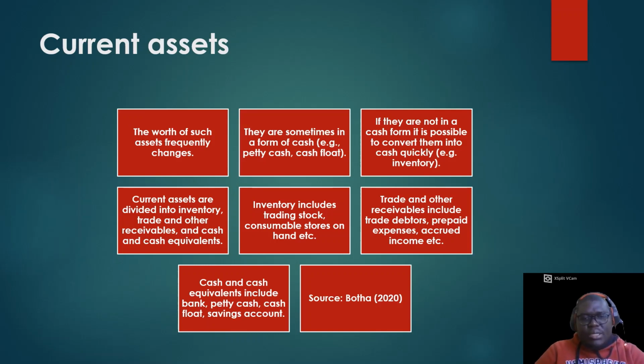So when you talk about the inventory, just remember, we're not just talking about the trading stock that was left remaining. We are also talking about your consumable store, stationery on hand, packaging material on hand. Anything that is on hand that was supposed to be used in the business will form part of the inventory section under the current asset.